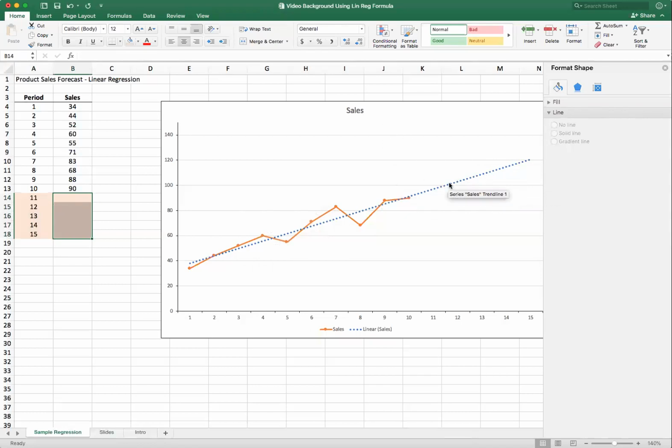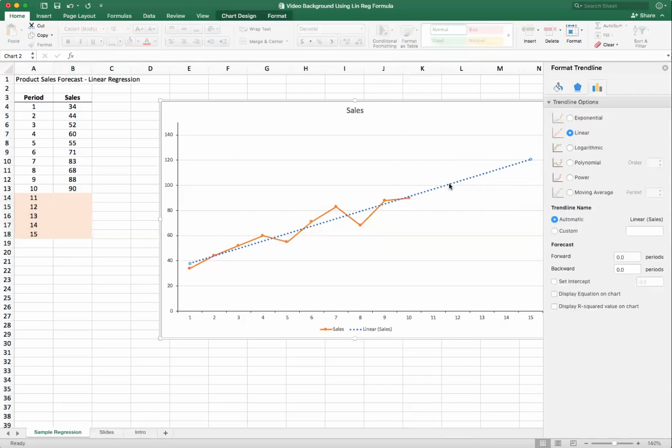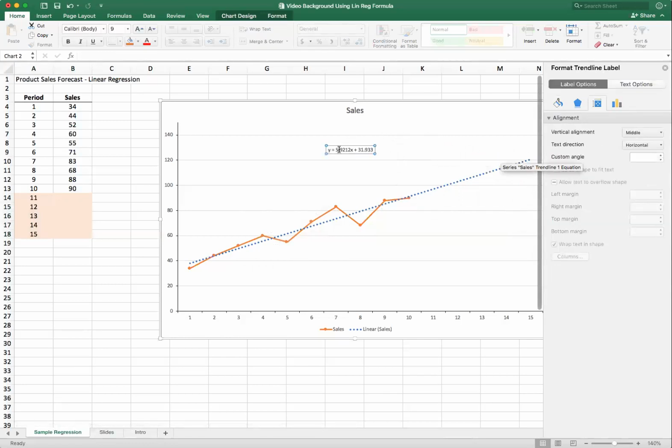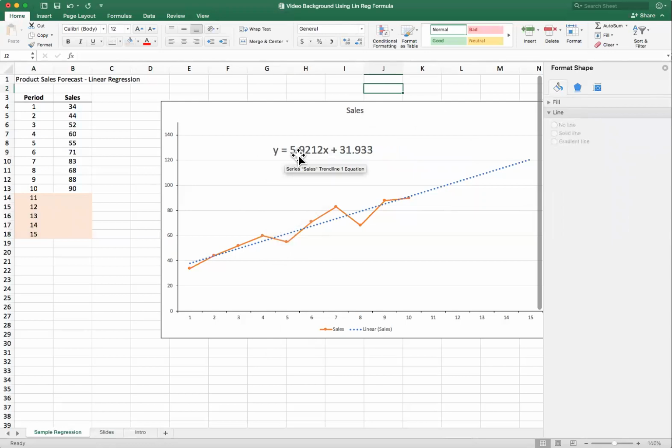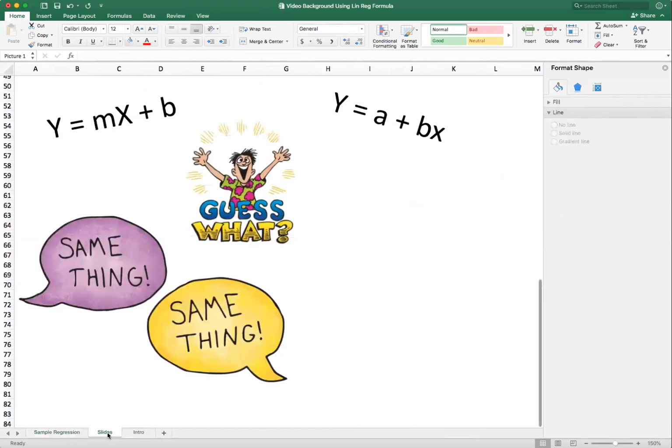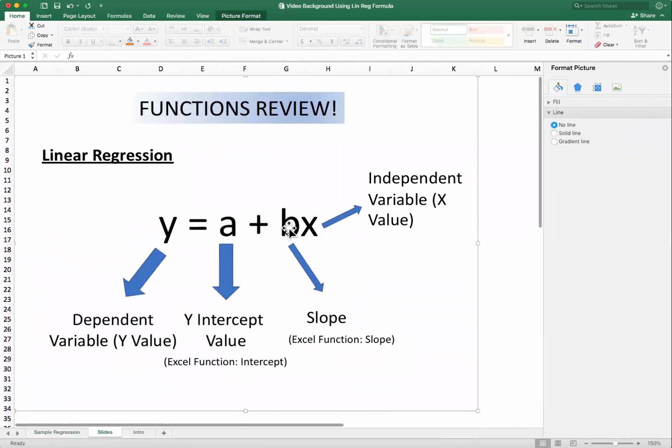The other thing that Excel allows you to do is display the equation, which is that same format. Let me just drag it. I clicked that on, so I'm going to drag it over here. I'm going to make it a little bit bigger so we can see it easier. Let's make that 20. Okay, so there is a formula. y equals 5.9212x plus 31.933. Guys, that is the same format. Let me flip back here as y equals a plus bx.